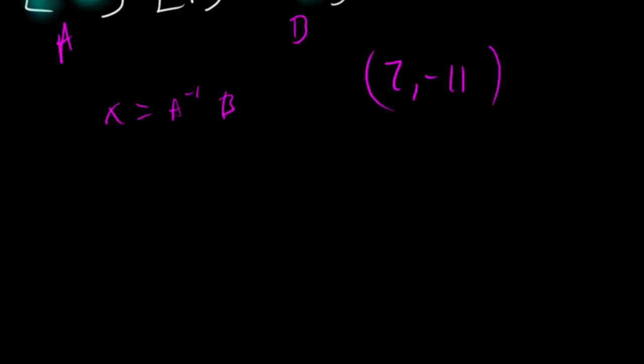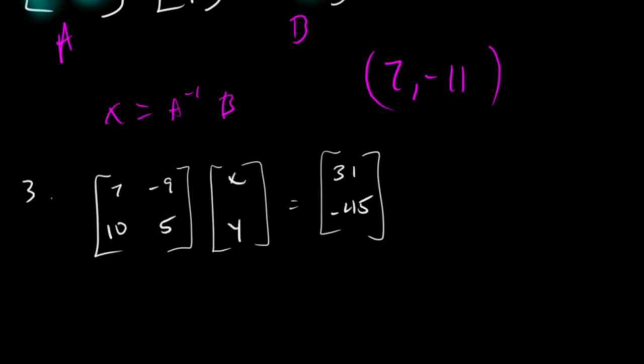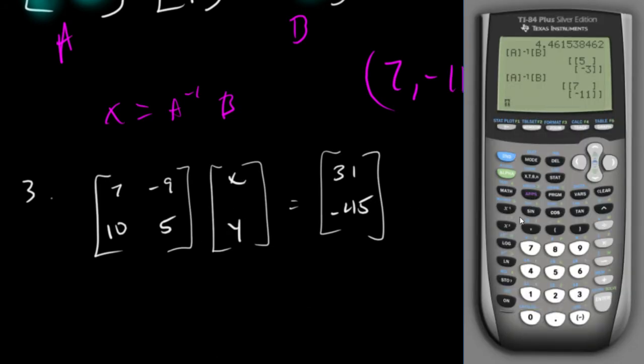Number 3. This time I'm just going to jump straight into the matrix equation. Number 3. 7x minus 9y. So 7, negative 9, because it was a 7x and a negative 9y. Equals 31. So 31 goes here. Then 10x plus 5y, so that's a positive 10 and a positive 5, equal negative 45. X and y go here. Start using a calculator to solve.